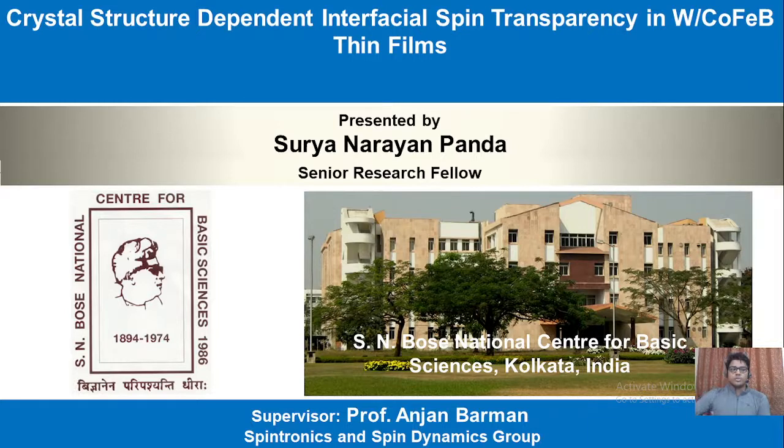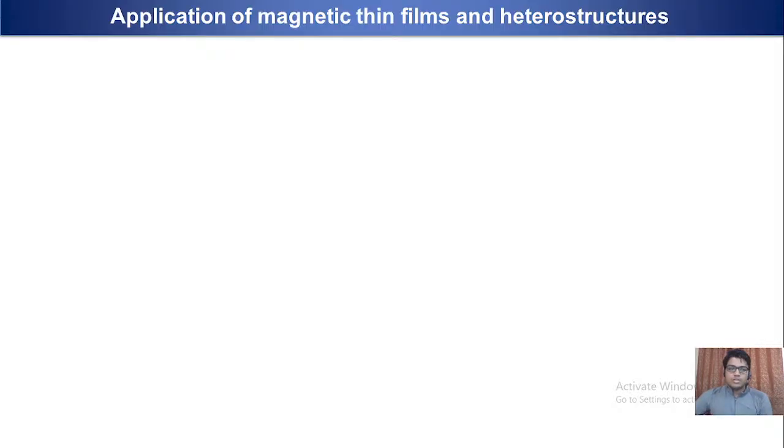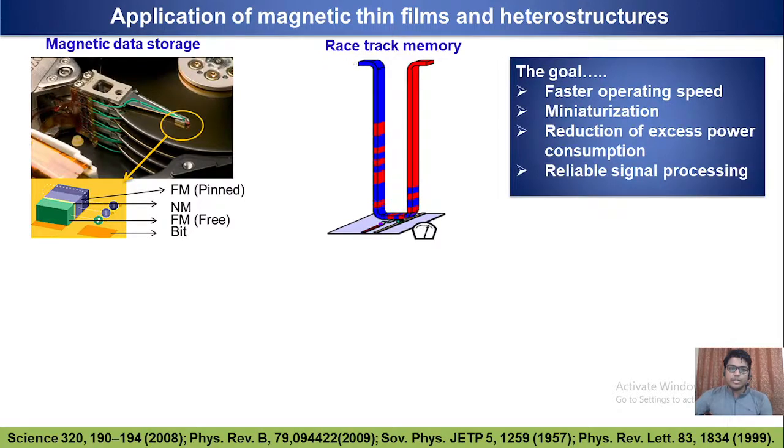Today I am going to present my work on the crystal structure dependent interfacial spin transparency in tungsten CoFeB thin films. I have taken thin films because this type of heterostructure is used in magnetic data storage and memory devices for achieving faster operating speed, small devices with reduced power consumption, and reliable signal processing.